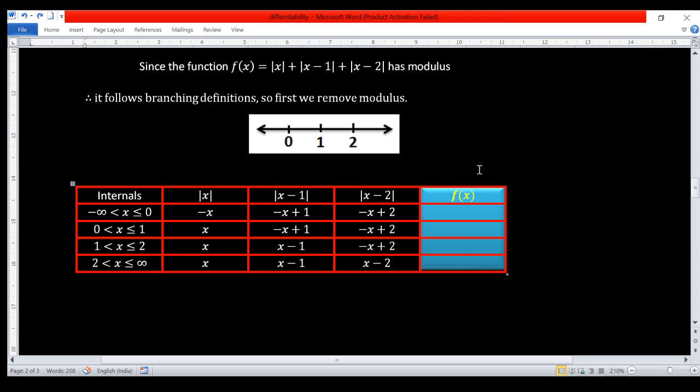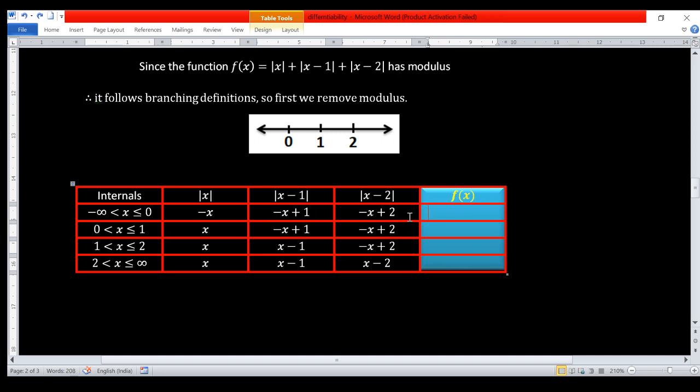Next, f of x. What is f of x? f of x is the sum of modulus of x plus modulus of x minus 2 minus 2. So we'll add all the numbers in the first row, from minus infinity to 0. We add all three numbers: minus x, minus x, minus x. How much do we get? Minus 3x.